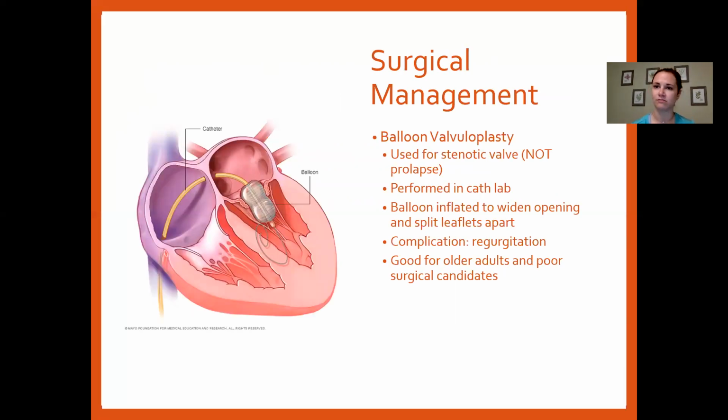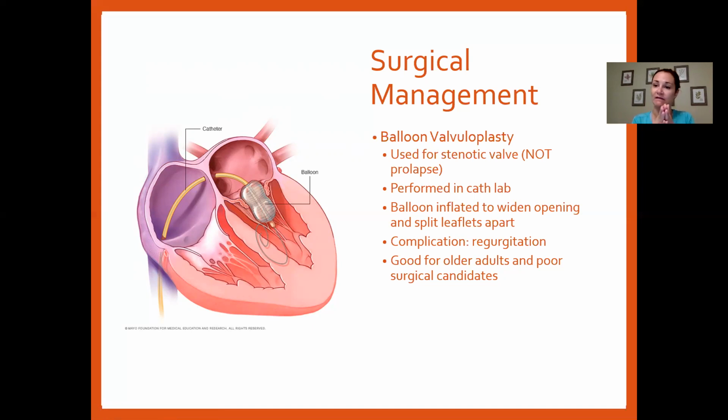The ultimate management for these patients is surgery. So we can do a balloon valvuloplasty where we go in, again, we use a balloon and we go into the valve and fix it. So it's exactly as it sounds here. Used for stenotic valve treatment, not prolapse. Please keep that straight. This is to go in the cath lab, blow up that balloon at the site of the valve issue and split those leaflets apart and help open up their patency.